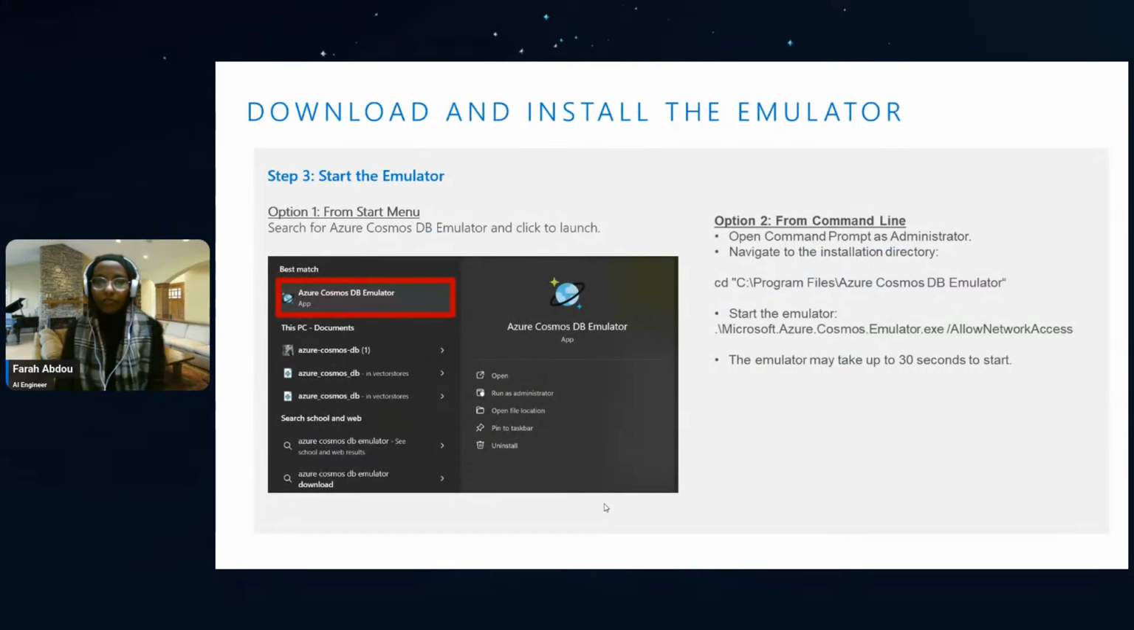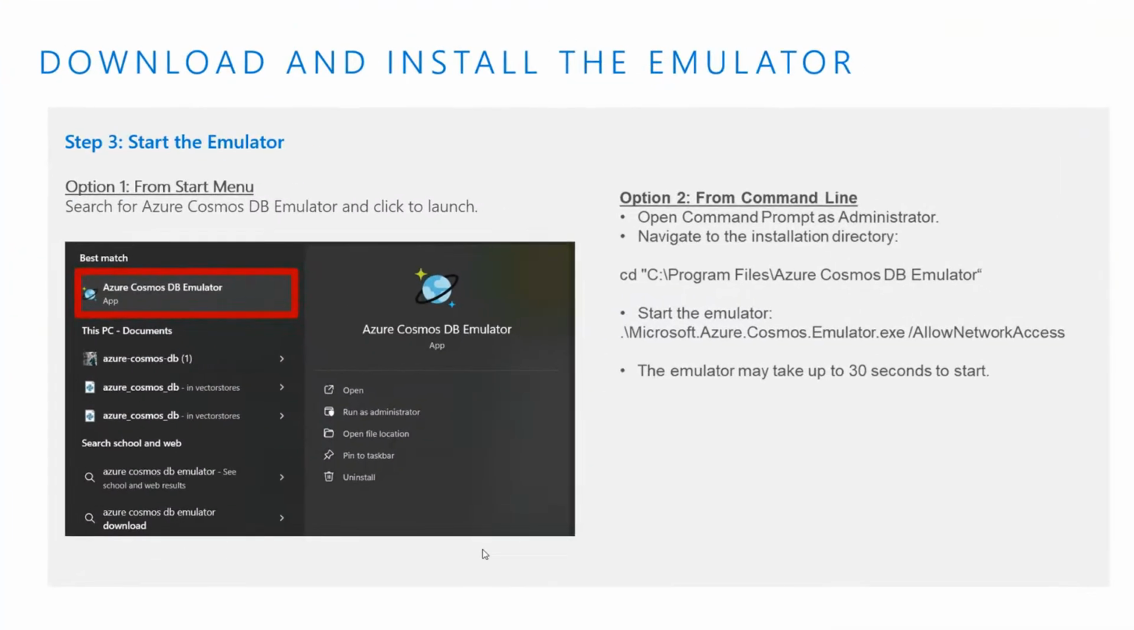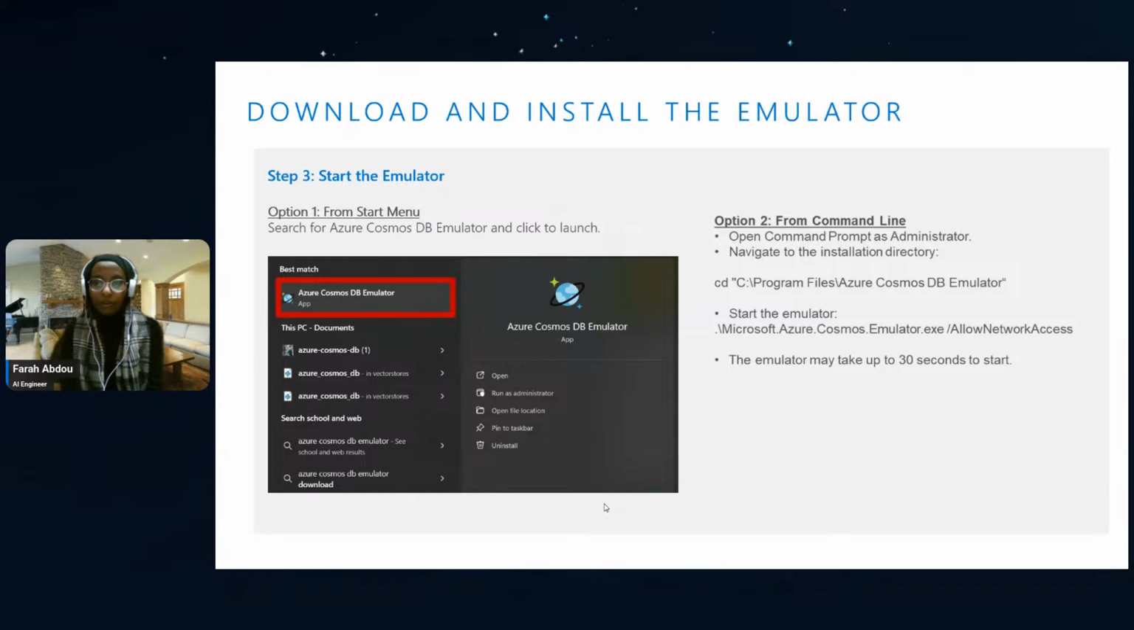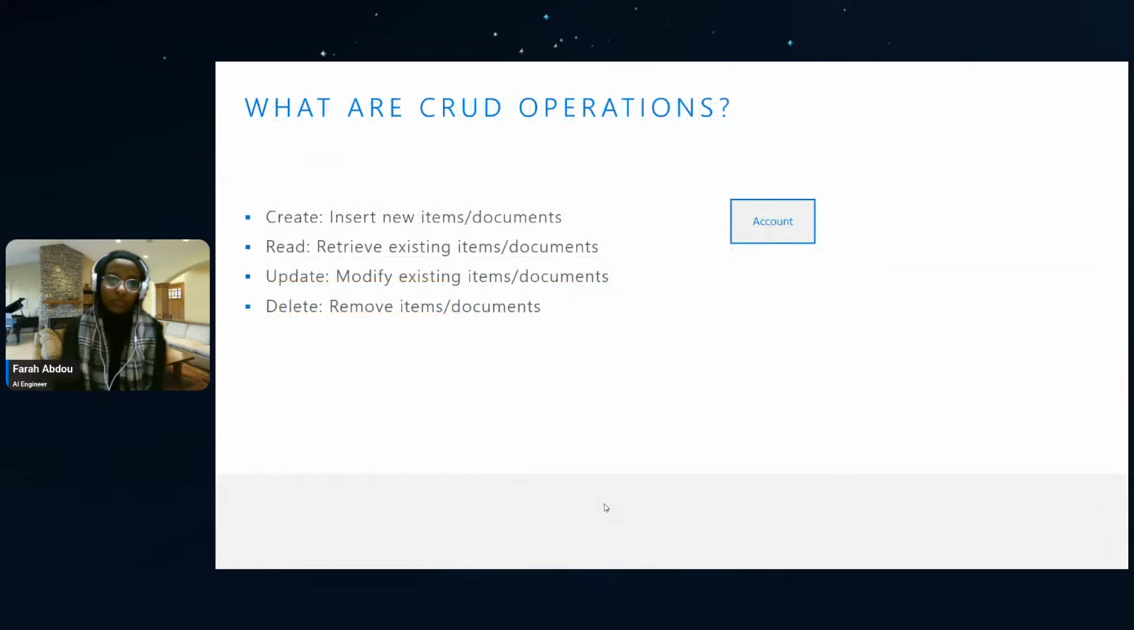The emulator will be installed as an app, so you can open it, or you can just access it from the command line, but make sure to open it as an administrator. Then you can go to its place and start it by the command that you can see. And you, of course, need to wait some seconds for it to start.